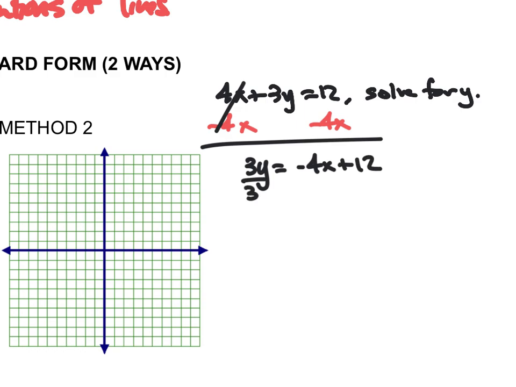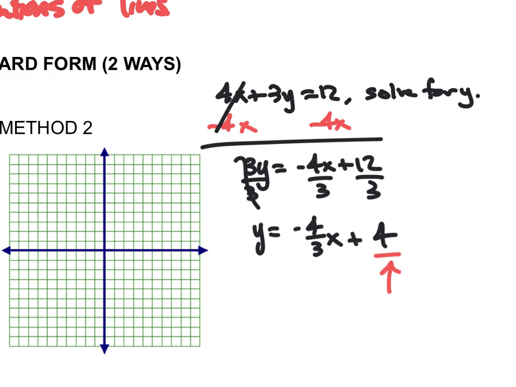Then I divide everything in this equation by 3, and you get that y is equal to negative 4/3 x plus 4. From here, you have a y-intercept. This is your b value, so your y-intercept. And then you have a slope, m. Okay, slope m, y-intercept b.